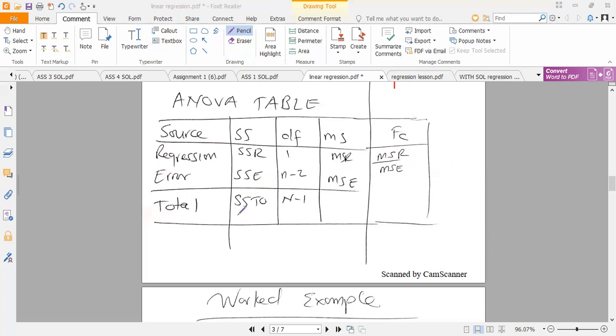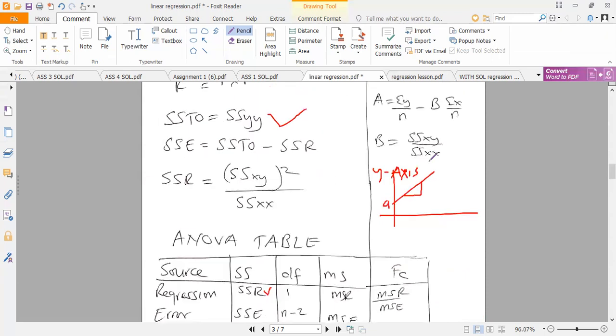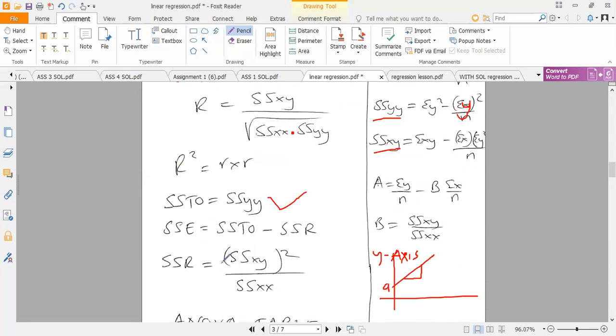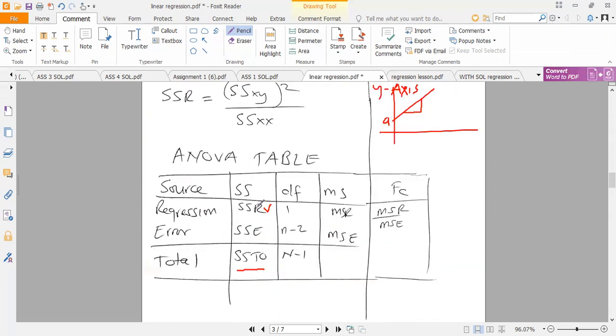But one thing you need to understand is that the sum of square total is the same as sum of square YY. And sum of square regression, SSR, has this formula: summation of xy to the power 2 over xx. So once you find these two, the rest can be found. So SSR is summation of xy to the power 2 over xx. You put your answer there. Sum of square total is the same as sum of square yy. Then the difference is your error.